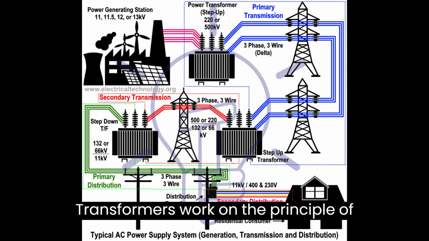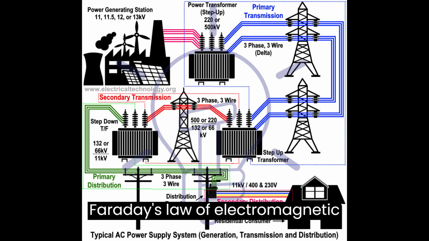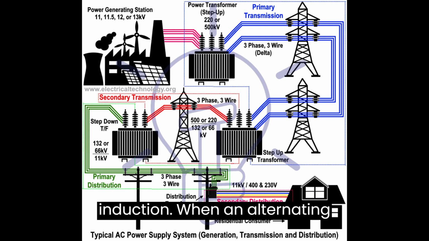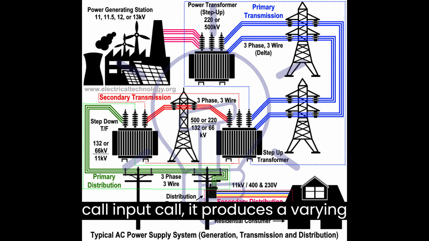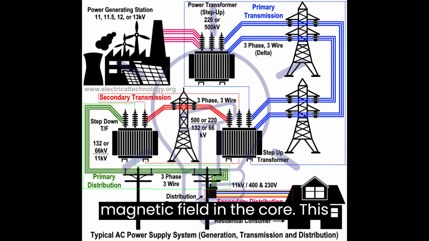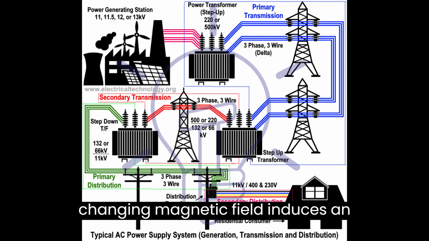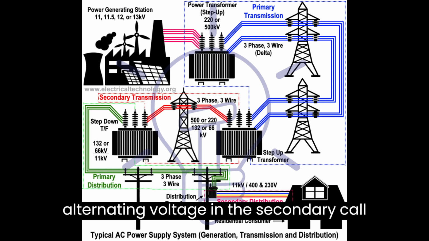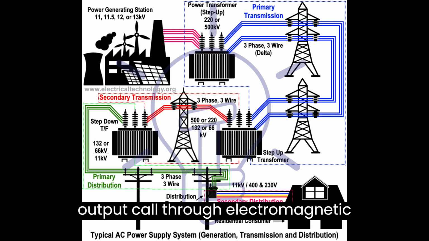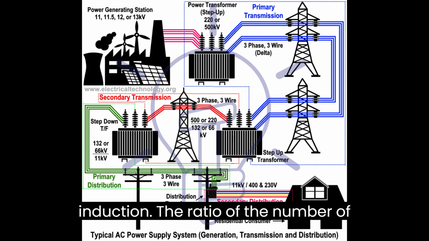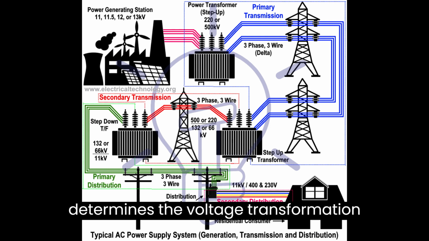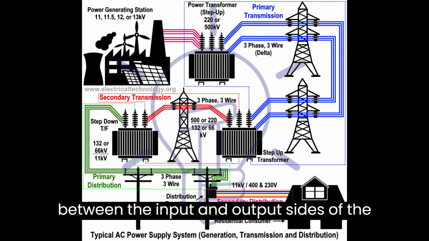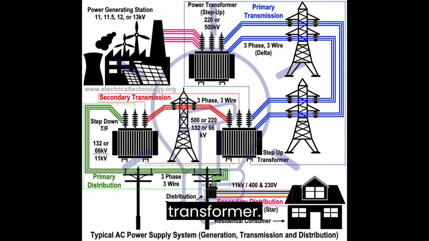Transformers work on the principle of Faraday's law of electromagnetic induction. When an alternating current, AC, passes through the primary input coil, it produces a varying magnetic field in the core. This changing magnetic field induces an alternating voltage in the secondary output coil through electromagnetic induction. The ratio of the number of turns in the primary and secondary coils determines the voltage transformation between the input and output sides of the transformer.